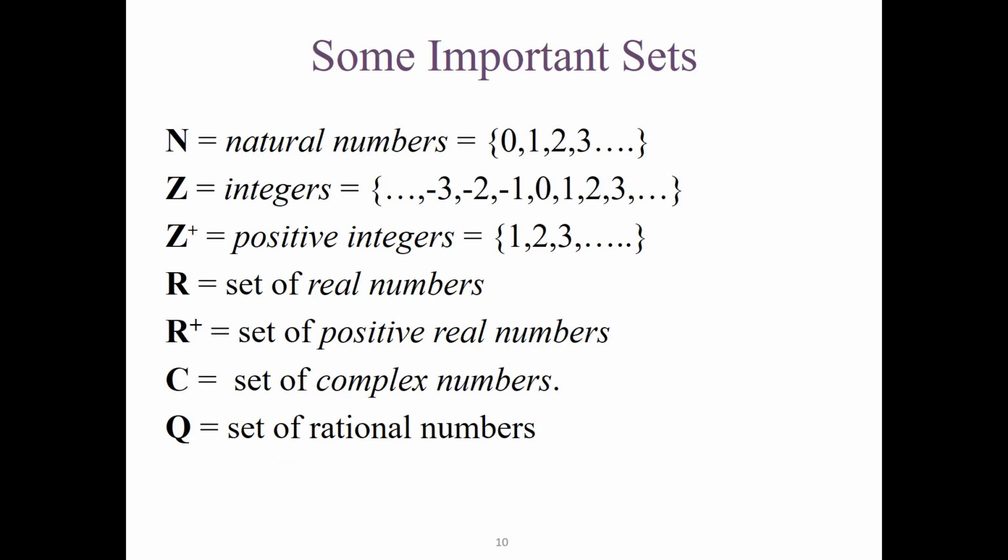Okay, next let's see some important sets. N is the natural numbers. So once we collect all natural numbers into a set, we use the capital N to indicate it's the set of all natural numbers. In this case, we also have Z for integers, Z positive for positive integers. For real numbers, we use R, and we have R plus for positive real numbers. For complex numbers, we use C, and we use Q for rational numbers. Okay, so please remember these important sets because we will see them a lot in this section.